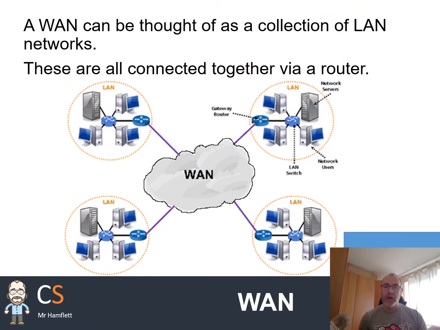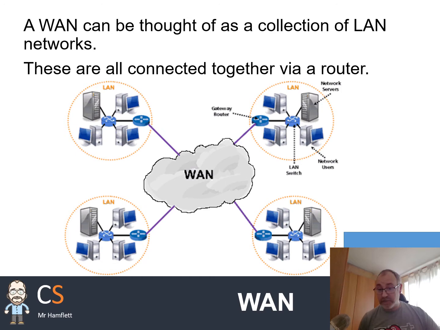So a wide area network can be thought of as a collection of local area networks. Okay, so here I've got an image where there's 4 local area networks, and they are all connected together to form a wide area network. Now, in networking diagrams, we tend to show wide area networks as a cloud because there's normally going to be lots of interconnections to be able to connect it.